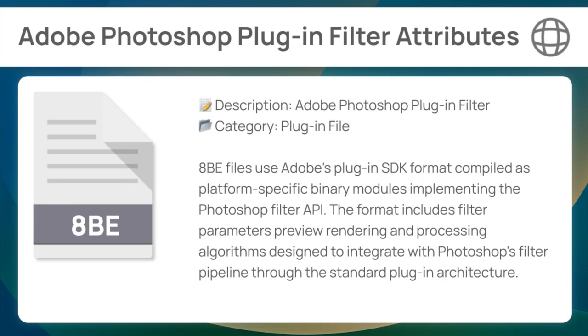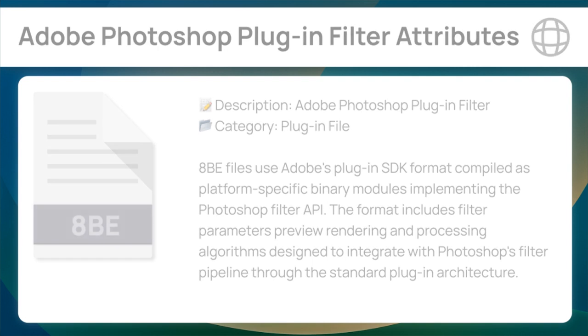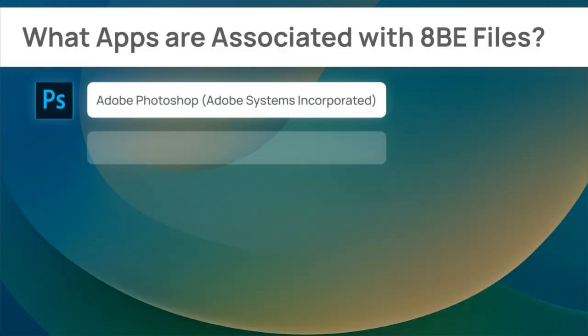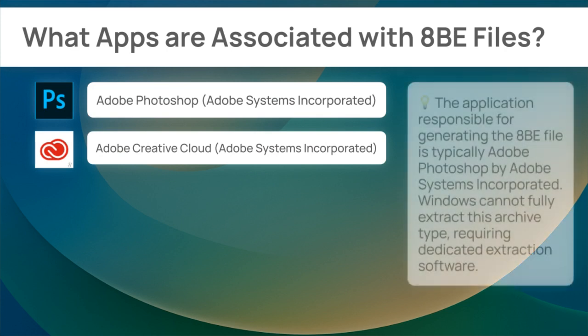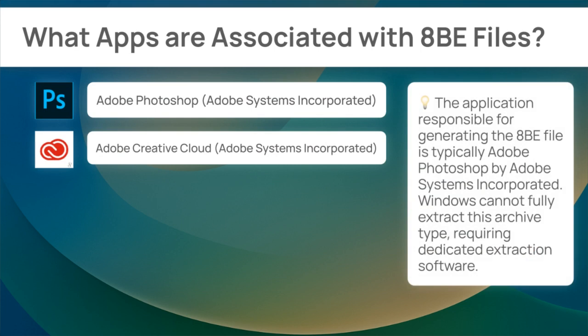The format includes filter parameters, preview rendering, and processing algorithms designed to integrate with Photoshop's filter pipeline through the standard plugin architecture. The designated application for the 8BE file is Adobe Photoshop from Adobe Systems Incorporated. Windows cannot fully extract this archive type, requiring dedicated extraction software. Windows offers restricted visibility, so interacting with the plugin depends on compatible software.